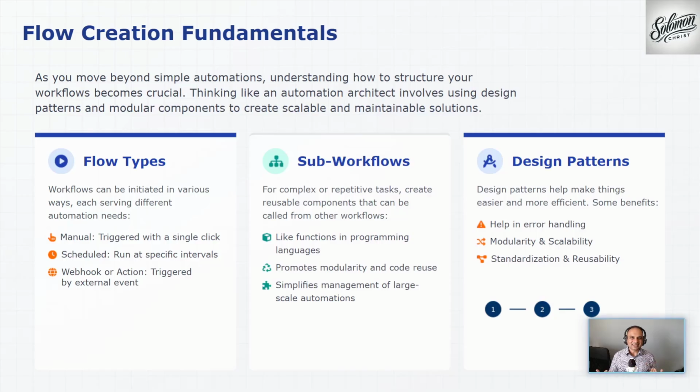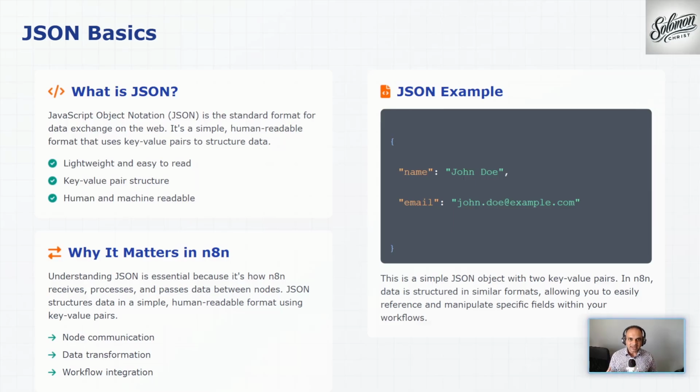Now, we'll dive into these in just a bit, but it's important that you understand some of these fundamentals of flow creation. One of the most important things inside of n8n is the data structure. Specifically, what we use a lot inside of n8n is something called JSON. So what is JSON? JSON stands for JavaScript Object Notation. It's a standard format that allows us to exchange data between different services, and it's simple and it's human readable.